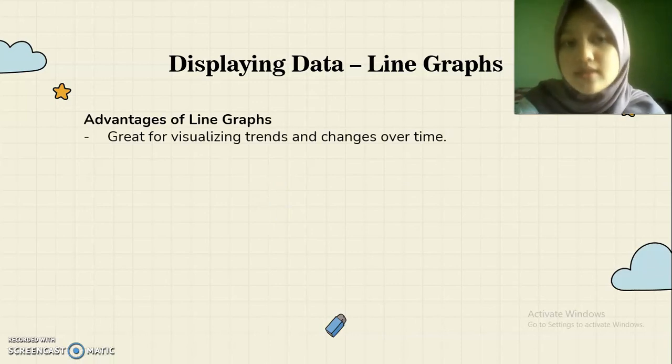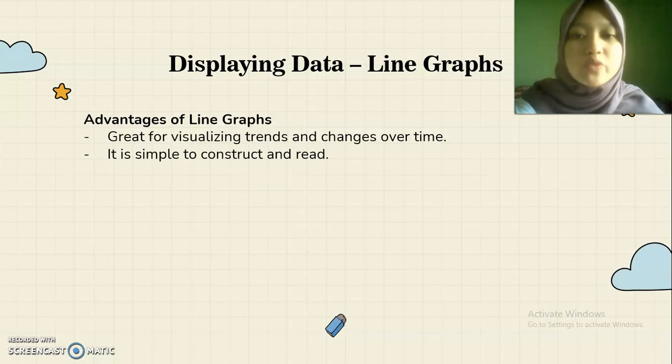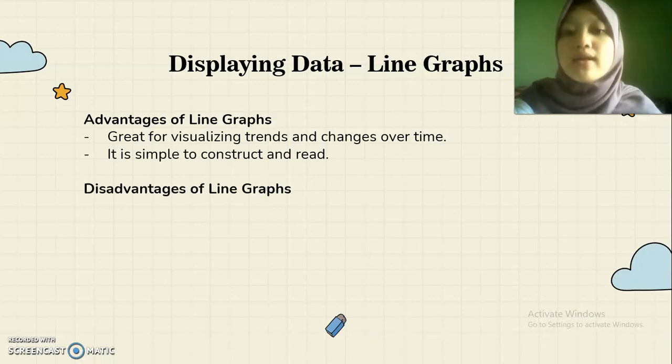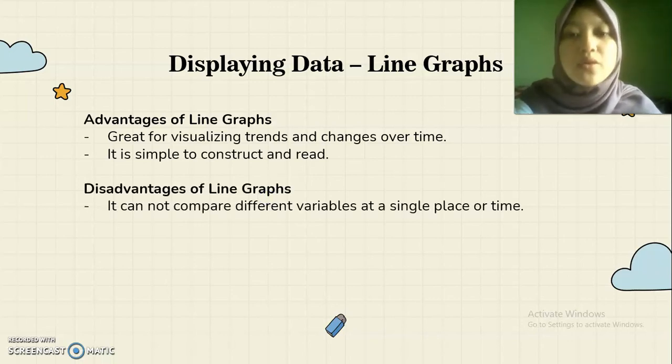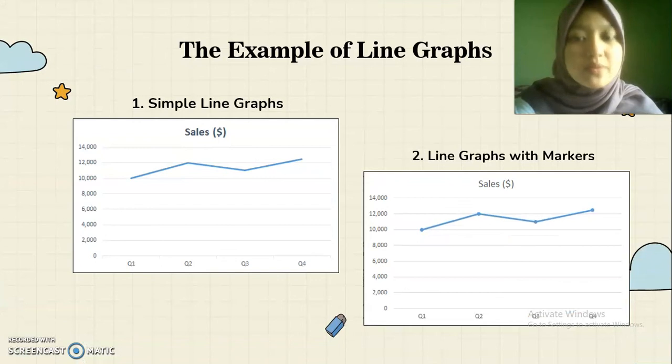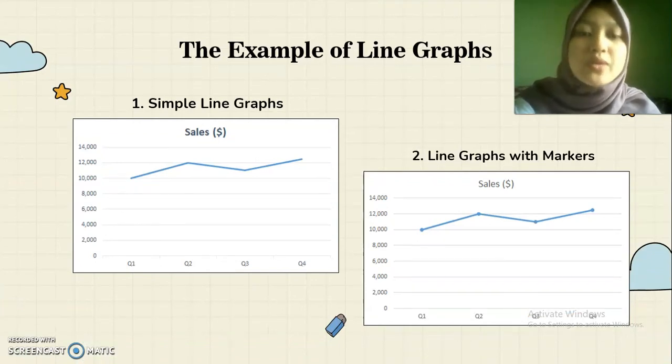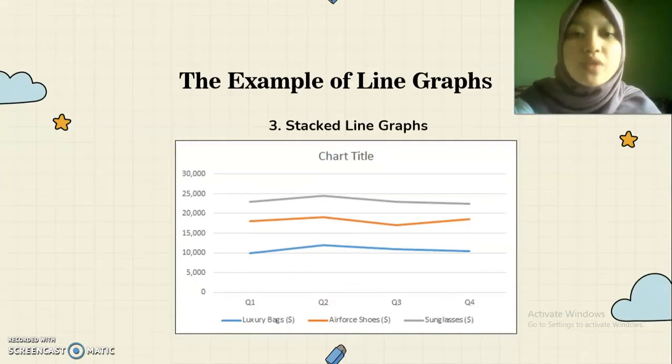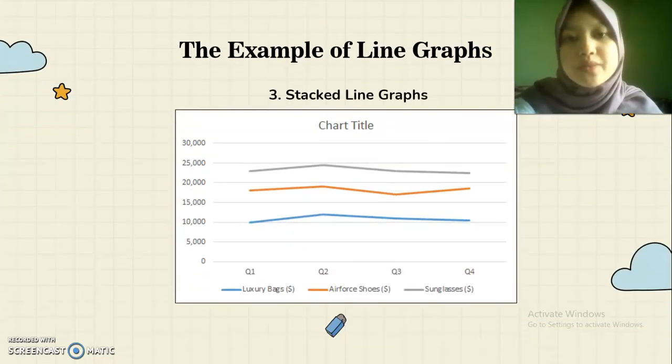And also there is the line graph. For the advantages, it is great for visualizing trends and change over time. It is simple to construct and read. And for the disadvantages, it cannot compare different variables at a single place or time. And here's the example of line graphs. There is the simple line graph, line graphs with markers, and also stacked line graphs.